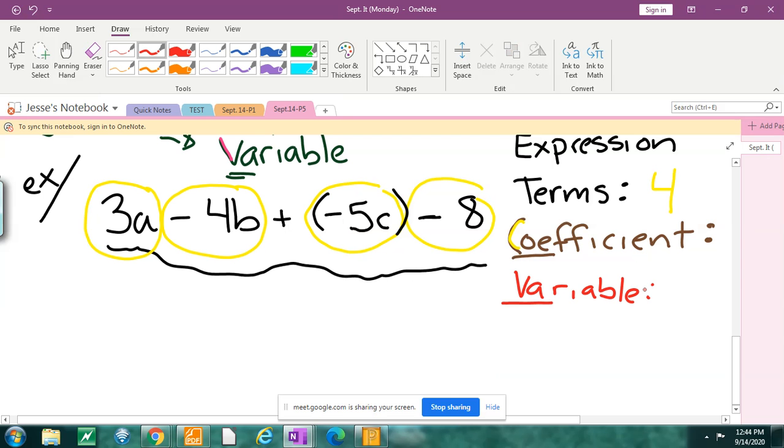So which one has the coefficient with the variable? But I only want the coefficient, which is the number. So which one is my coefficient for the first one? Remember, it's the number. Yes, it's 3. So I'm going to put down right here 3. What's the next one? Yeah, -4. Remember, not 4. It's also -4. So you got to make sure you put the -4.